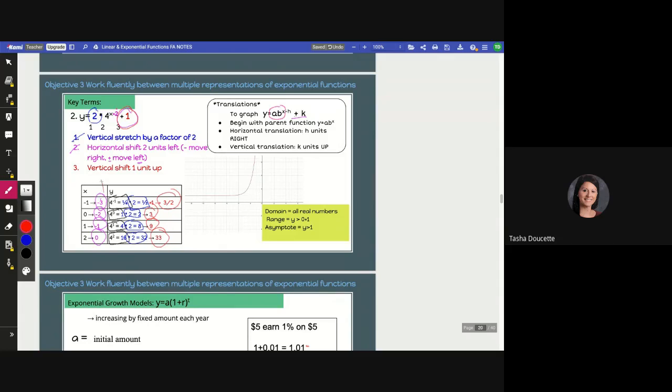So these points that I just circled are going to be the ones that you actually graph on the graph. Your domain, your x values, are going to be all real numbers. Your range, which is your y values, are all numbers that are greater than 1. I know it says 0 plus 1. That's because we would start here. However, our asymptote is at y equals 1. So that means your range is going to be greater than 1.